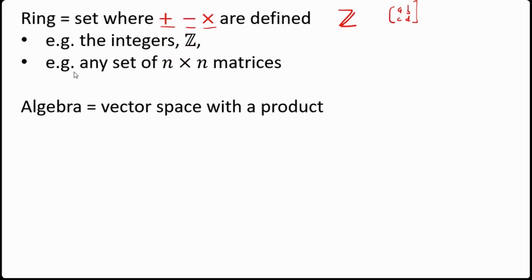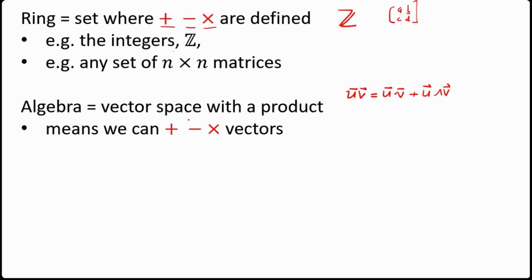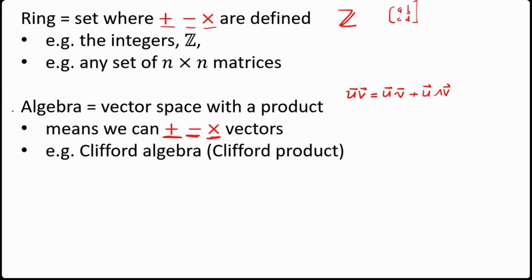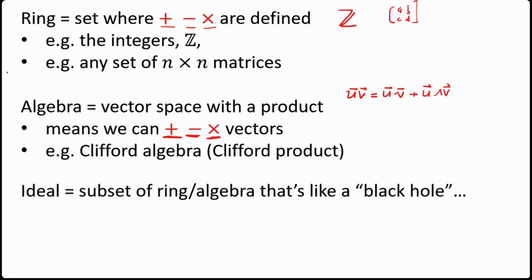An algebra is basically a vector space with a product. A Clifford algebra is called an algebra because we have a way of taking a product, which is the Clifford product. Normally you can always add and subtract vectors, but in an algebra we can also take the product of vectors. So the Clifford algebra has a Clifford product.